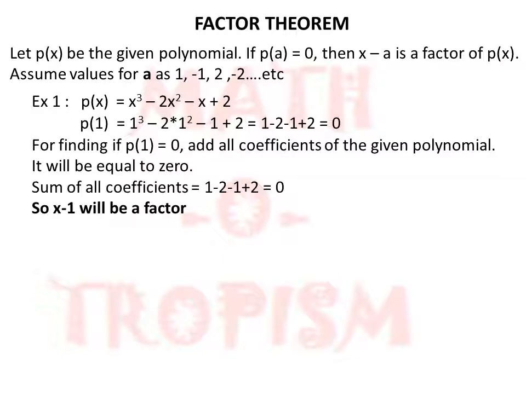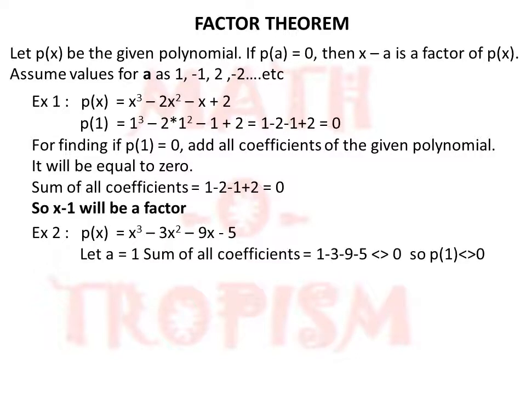Now let us take another example. P of x is equal to x cube minus 3x square minus 9x minus 5. Now, we must first substitute 1 and see whether it is a factor. So I have already told you, we just need to add the coefficients. If I add 1 minus 3 minus 9 and minus 5, we can see that it will not come to 0 as the negative terms are greater than the positive terms. So I go to the next a value, which is minus 1.